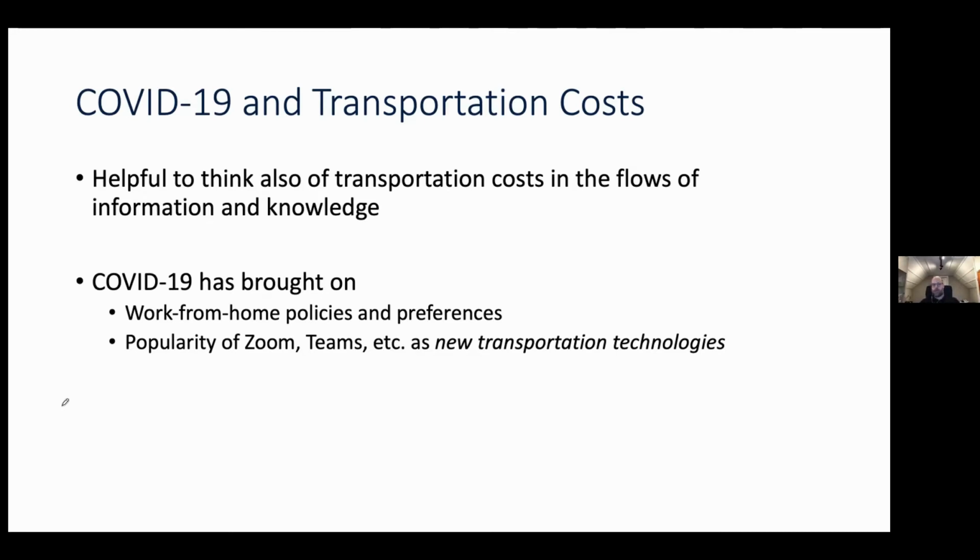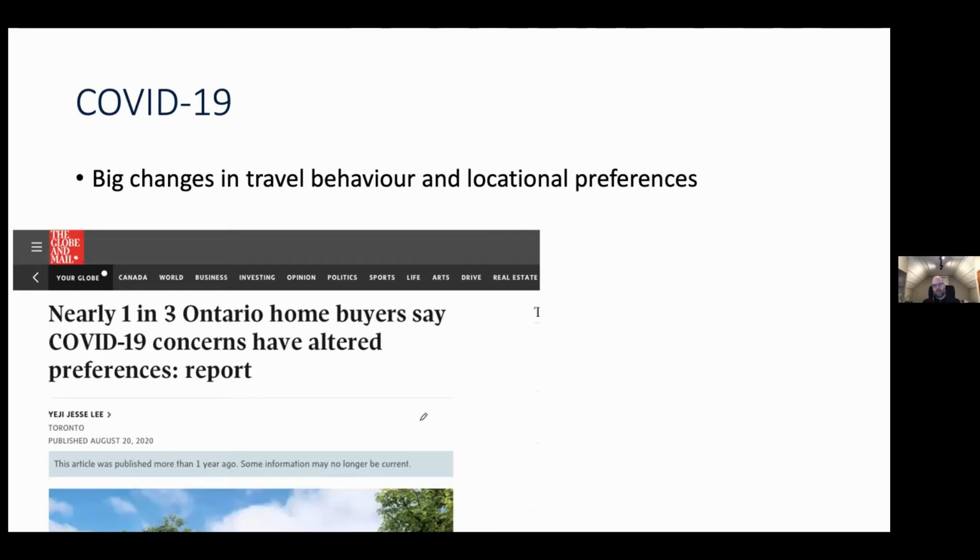without requiring physical travel. This has been exacerbated by COVID-19, where we've seen a pretty high level of stress testing of these technologies through work from home policies, work from home preferences on the part of employees or students, the popularity of Zoom and Teams as new transportation technologies fundamentally, but also the reverberating effects of that in terms of locational preferences. We see, in a lot of cases, a big push in locational preferences to more suburban, more distant locations.